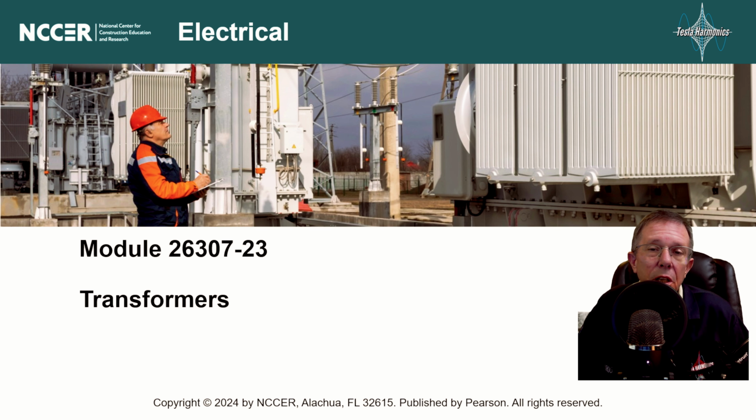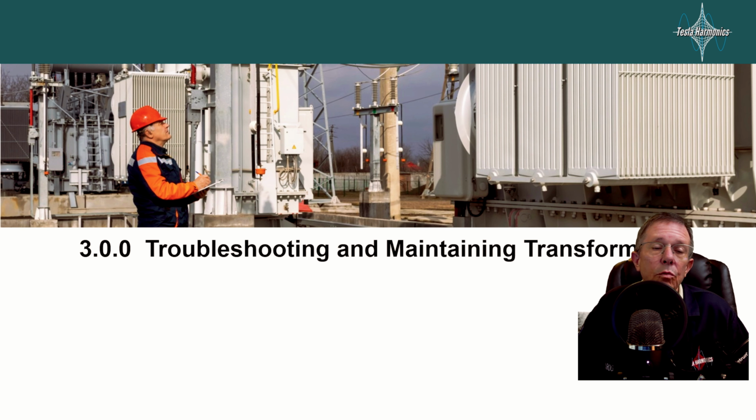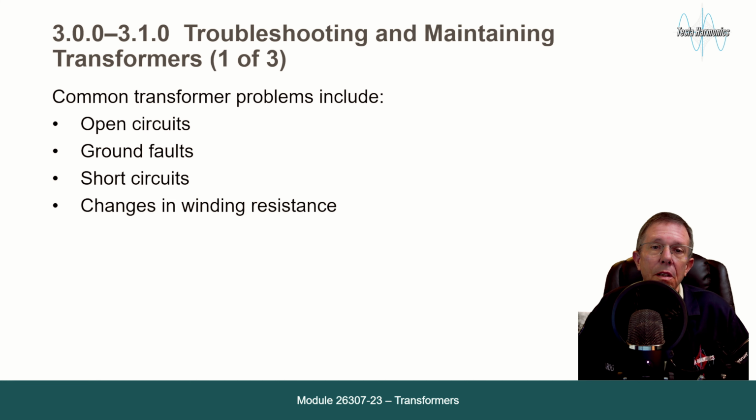Today I want to continue looking at Module 26307-23, Transformers in the NCCER 11th edition. This will be Section 3.00, Troubleshooting and Maintaining Transformers. Common transformer problems include open circuits, ground faults, short circuits, and changes in winding resistance.